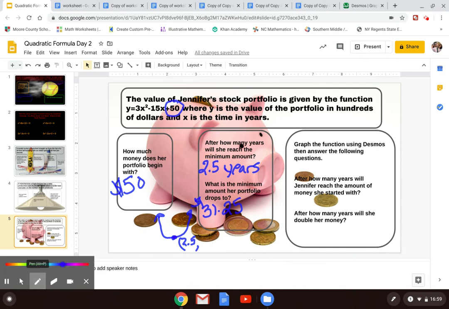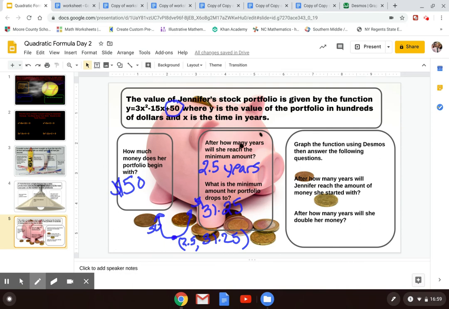have $31.25. That's her minimum value right there. So same thing, her maximum, or where she started, she started here at 50. That was the starting point on her y-intercept. And then she's going to go down, and then she's going to eventually turn around and gain money again. So after 2.5 years, she has $31.25.